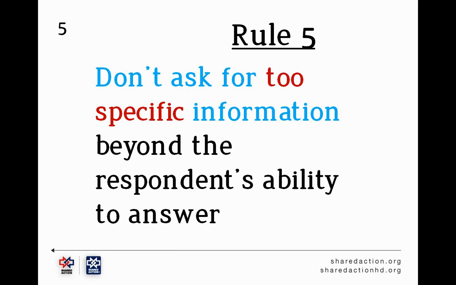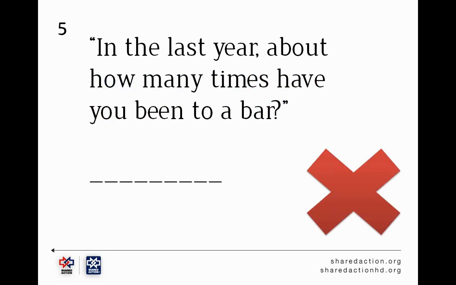The 5th rule or principle is don't ask for too specific information beyond the respondent's ability to answer. And what this is talking about is, if I ask you this question, so in the last year, about how many times have you been to a bar? Can you really give a 100% accurate answer to this? We know from a lot of, just for example, eyewitness testimony research, our memory is very malleable. It can be very influenced by recent events, things that have been talked to us about, or even the survey questions that come before this question. And we'll talk about that a little bit later.